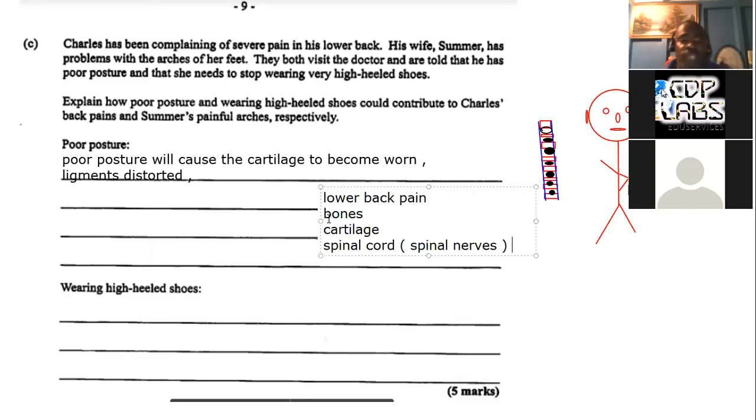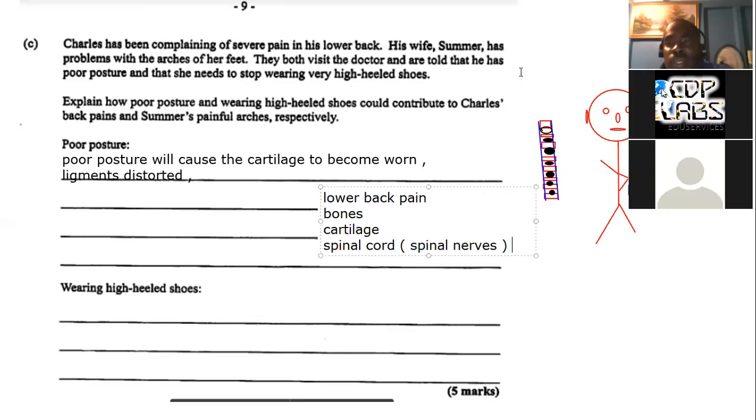Pain. Simple as that. Now, the wearing of high heel shoes. We're looking at the ankle. Why is it the ankle? Bones as well. What else? Joints, muscles. Good. And if the joints and the muscles are affected, then of course you will experience some form of pain while trying to move. Simple. Make sense? All right. So I think that's a wrap.